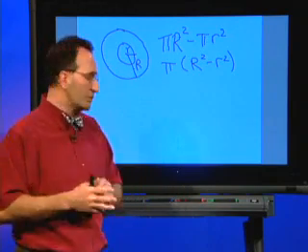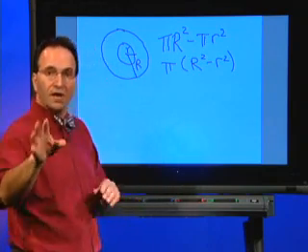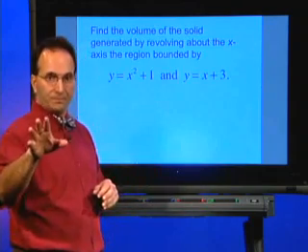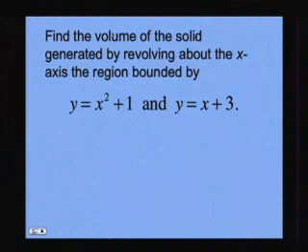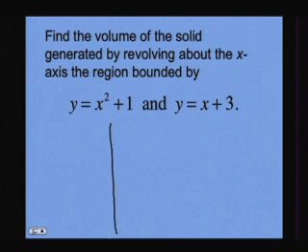So what we're going to do now is apply this concept to an example. So let's take this example. Find the volume of the solid generated by revolving about the x-axis the region bounded by y equals x squared plus 1 and y equals x plus 3. Let me draw a diagram with these graphs on it.